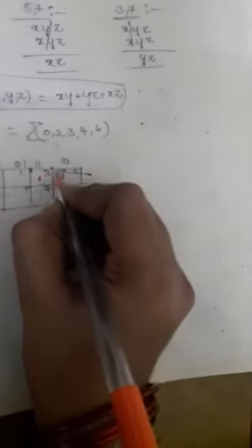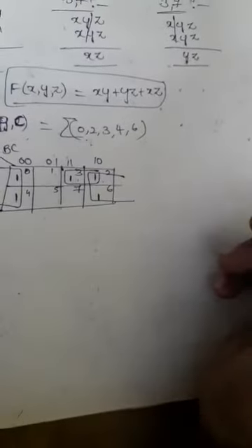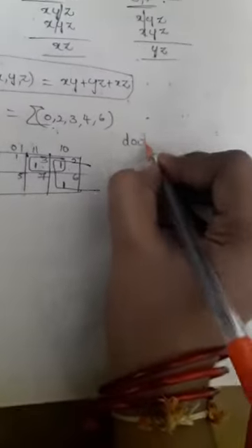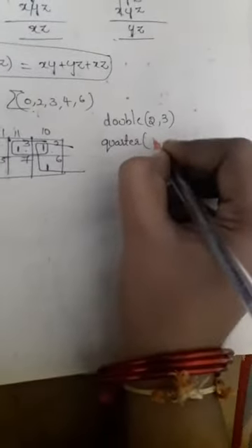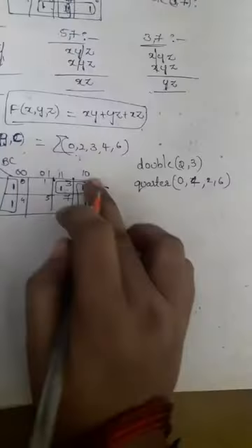Coming to the next one, is any double possible? Yes, it's possible: one group, that is 3 and 2. So here one double will form, and the double is 2 and 3. Now coming to the quarter, that is 0 4 2 6.